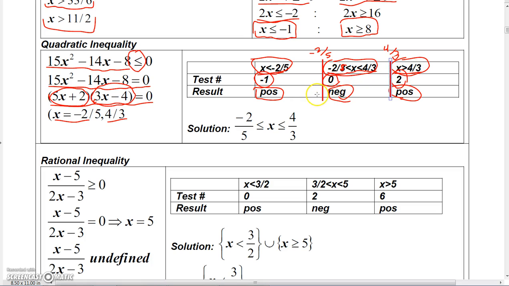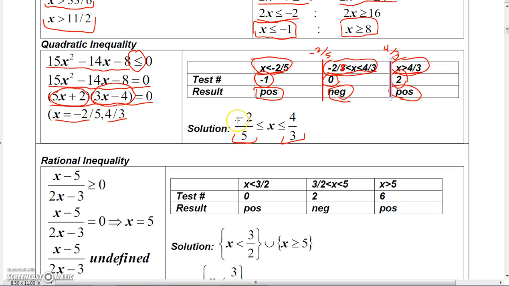Well, remember, I wanted to know when the value was negative. So I need to use the middle interval from negative 2/5 to 4/3. But I also wanted to know when it equals 0, so I have to include the negative 2/5 and I have to include the 4/3. So rather than just saying x is greater than negative 2/5 and less than 4/3, I actually have to say x is greater than or equal to negative 2/5 and less than or equal to 4/3.